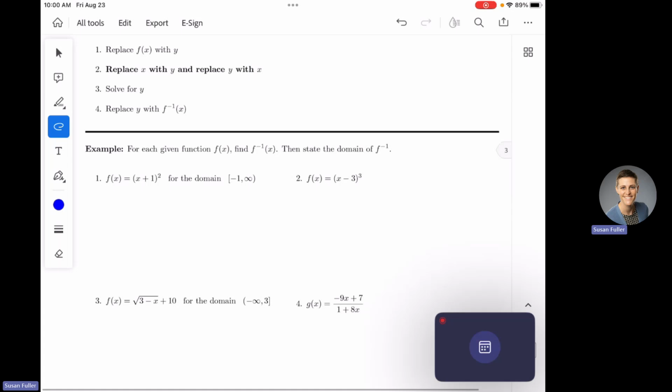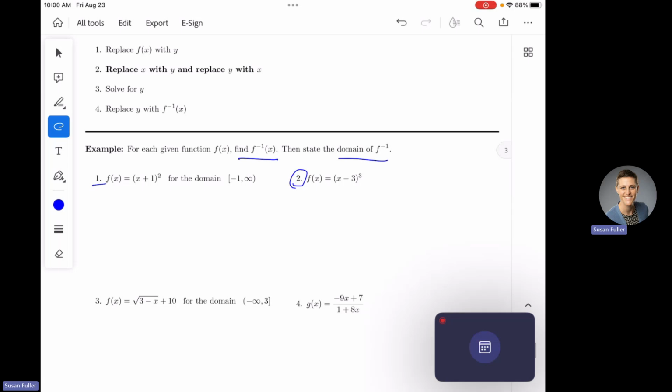Okay, so we were able to do number 1 in class, but I wanted to do 2, 3, and 4 with you just so you had some extra examples. So let's do number 2. What we're asked to do here is find our inverse function and then find the domain of that inverse function.